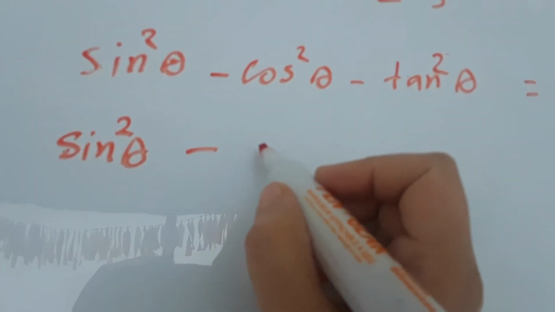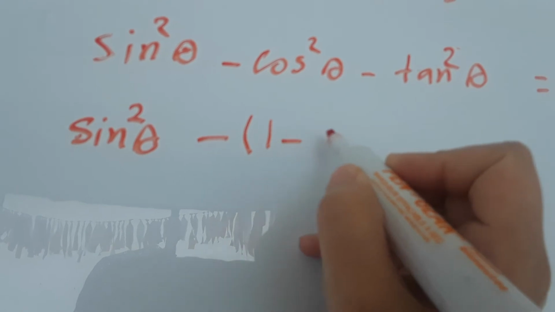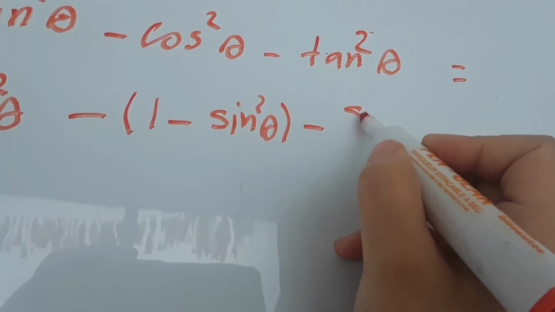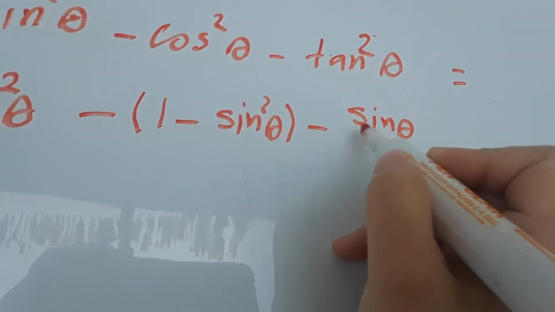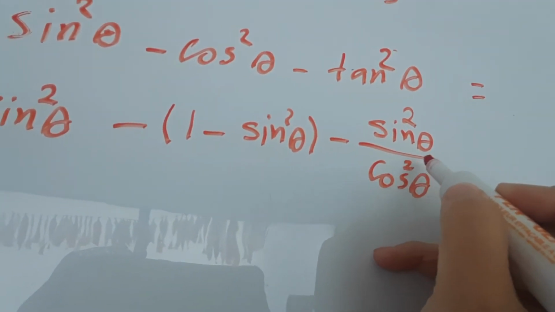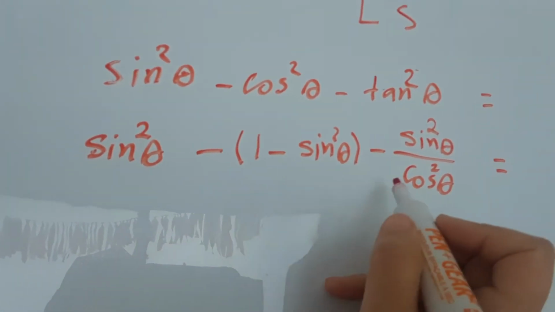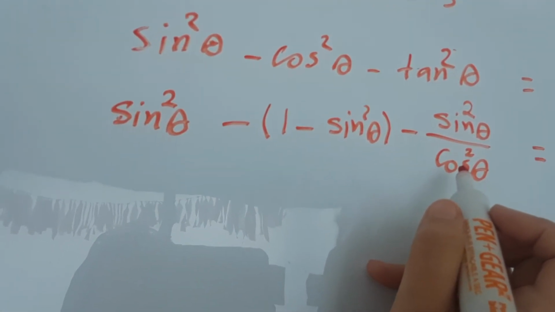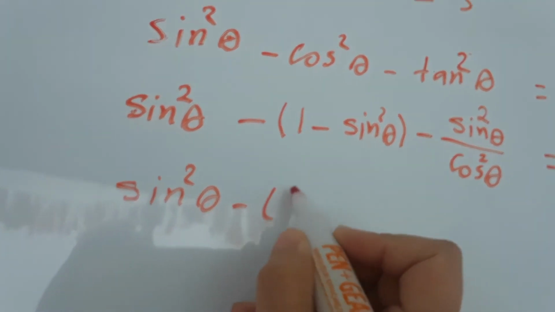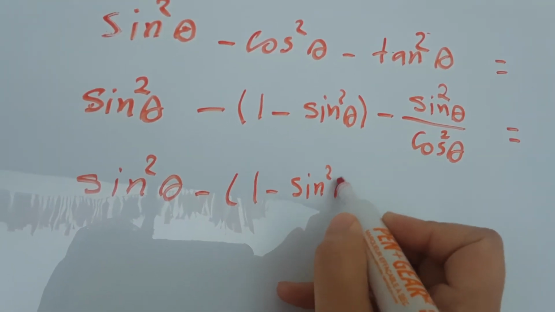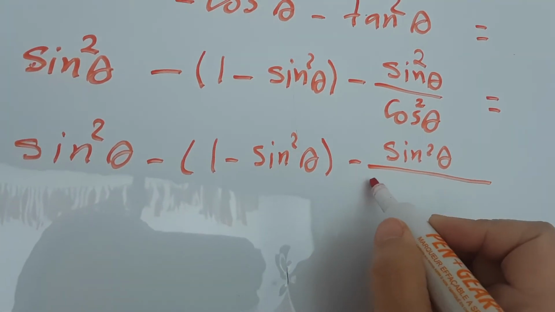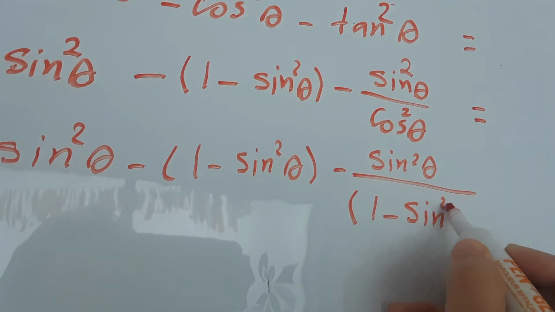Now instead of the cosine power 2 theta, I put what? 1 minus sine power 2 theta. I want to convert it to that. And here I know tan is sine over cosine, right? I know it's power 2, so I have to put the power 2 here as well. See, I need to convert a cosine power 2 to sine power 2 by replacing that. Sine power 2 theta minus 1 minus sine power 2 theta, over cosine power 2 theta, so instead of cosine power 2 theta, I put 1 minus sine power 2 theta.